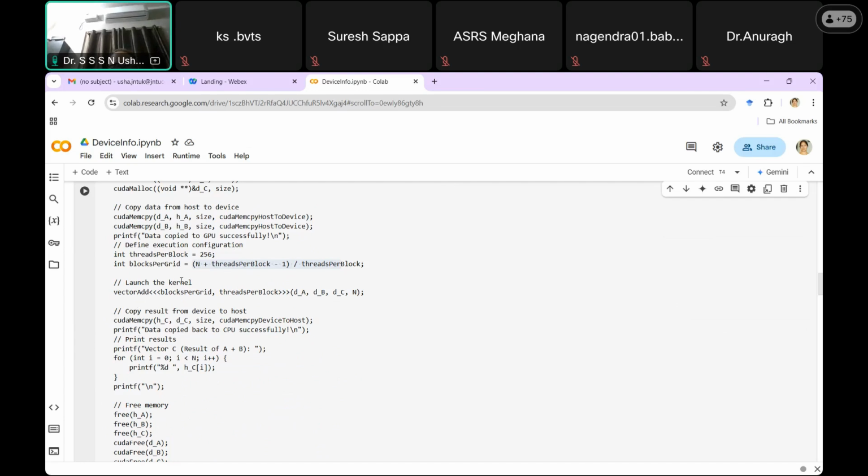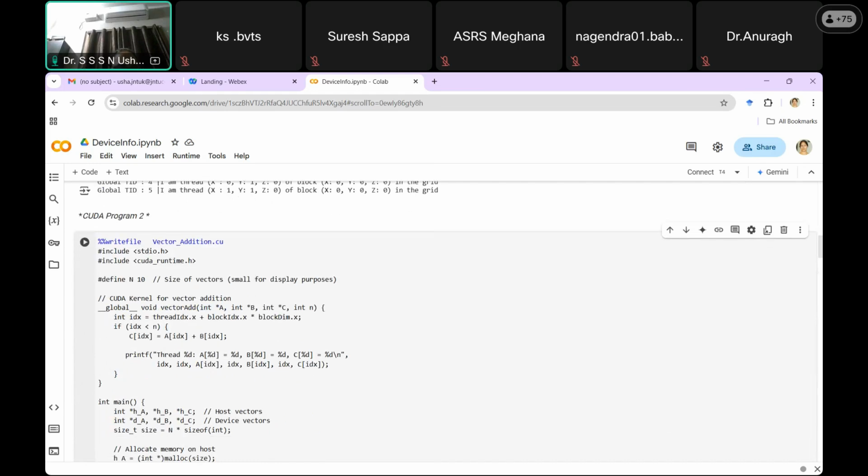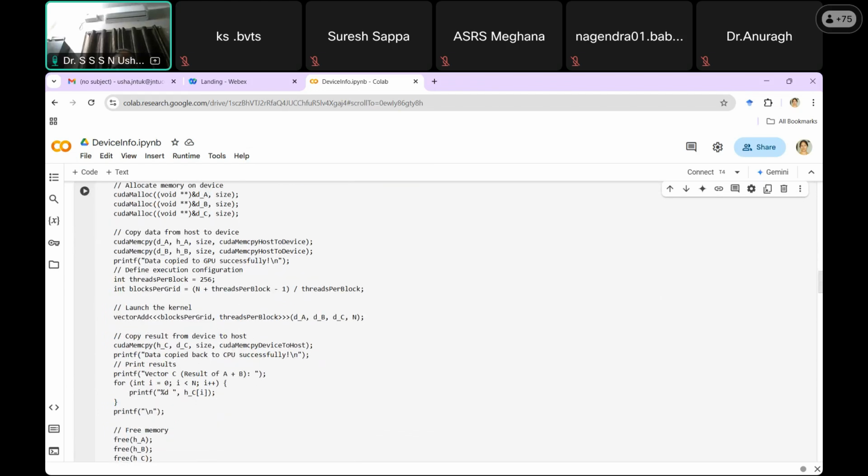So what is the next step? We have copied the memory, and we identified how many threads and how many blocks. Then we need to do the kernel launch. Kernel launch is important, right? The instruction is vector add. We don't have any predefined vector add method. Sorry, here we have defined the method using __global__. That means it is a parallel kernel. So now we are launching the kernel.